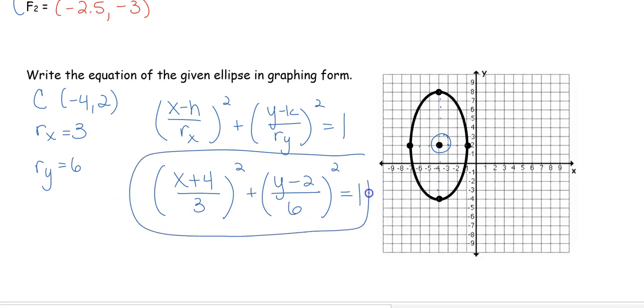Make sure that you don't forget to say equals 1. Without the equal sign, you don't have an equation. It has to equal 1 in order for it to represent an ellipse. All right, that is our ellipse shape, and we are done for today.